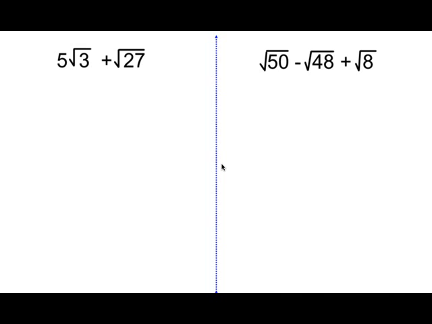The first problem we have is 5 square roots of 3 plus square root of 27. Unfortunately, these are not the same square roots because 3 is not the same as 27. In order to do this problem, we will first have to simplify anything that can simplify. The square root of 27 can actually be broken down into the square root of 9 times the square root of 3. Square root of 9 is just 3, so we're looking at 3 square roots of 3.